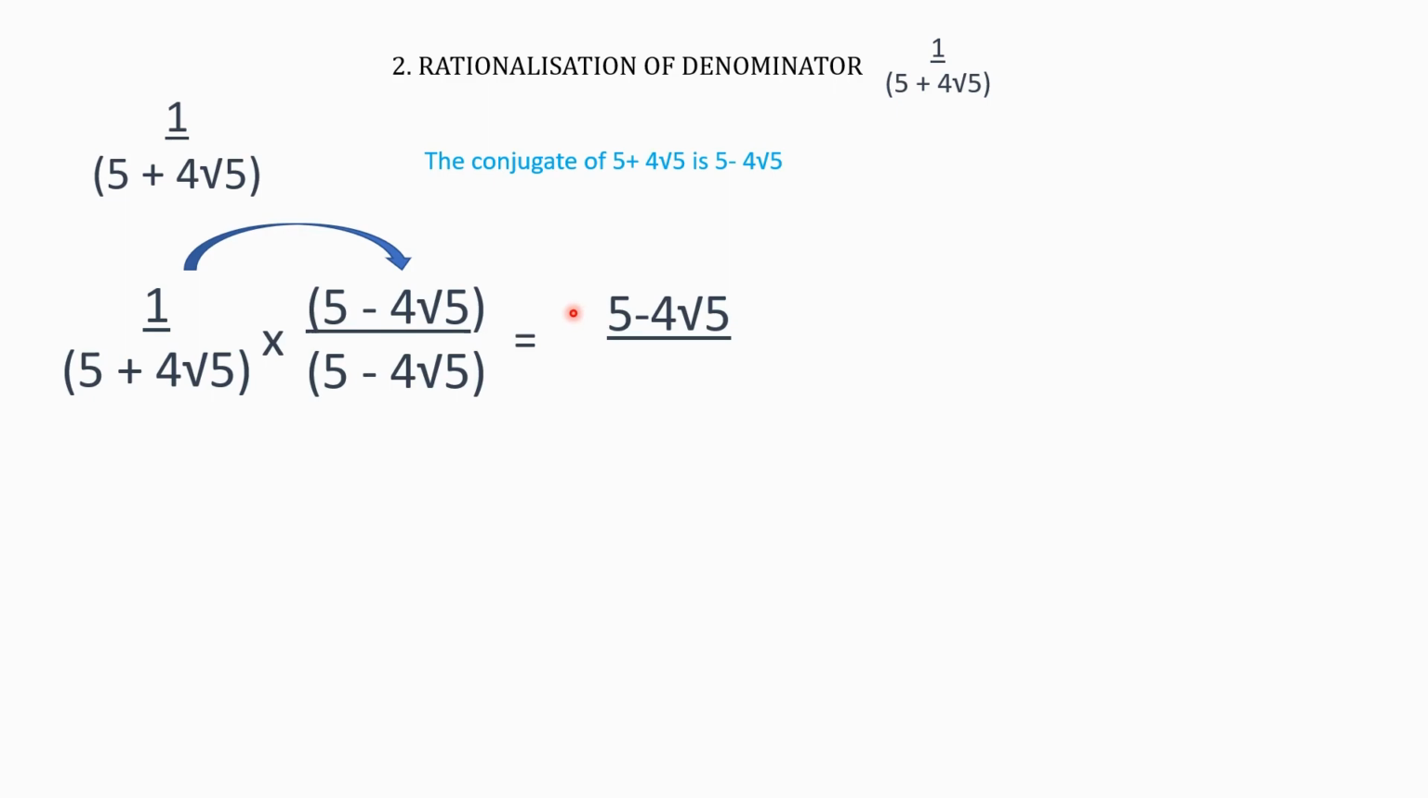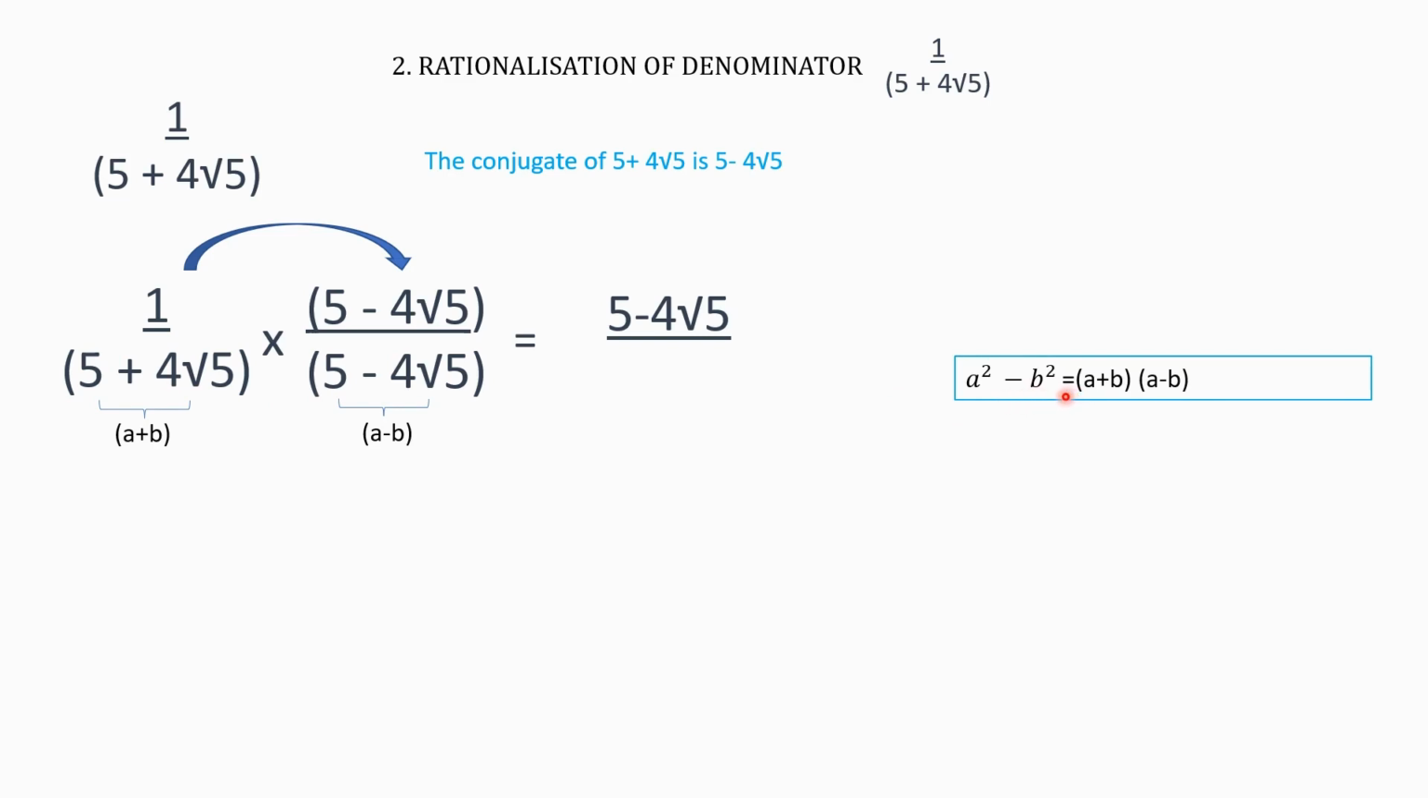Now, coming to the denominator, when we examine carefully we observed that this one is in the form of a plus b and this one in the form of a minus b. Whenever we get any such expression, we use the formula a square minus b square is equal to a plus b and a minus b.